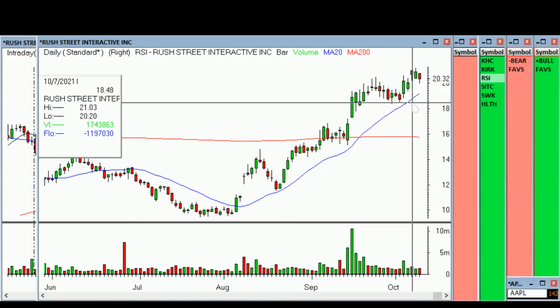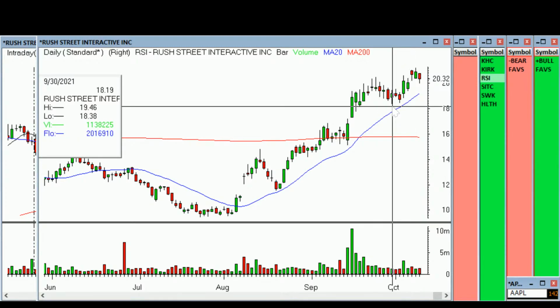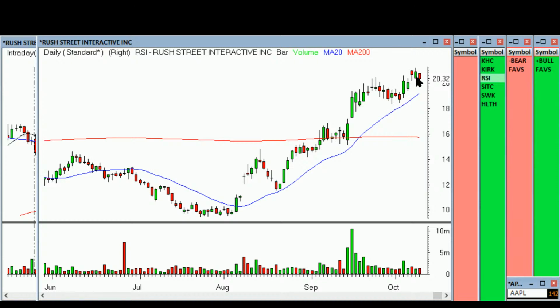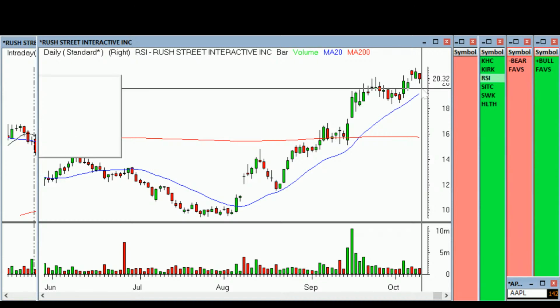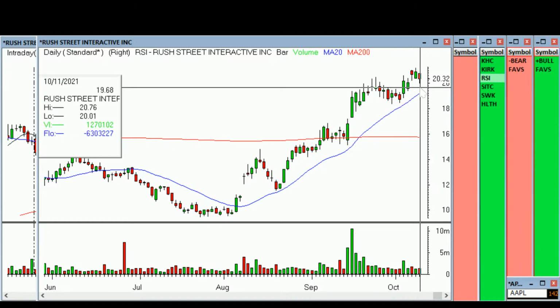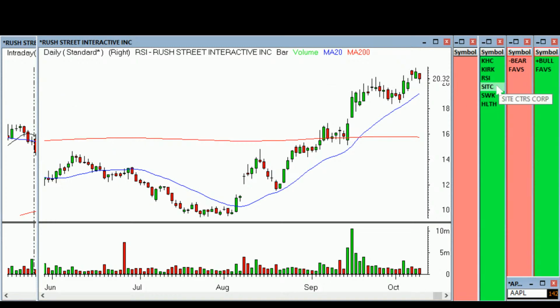Okay, on the RSI, the stop. I'm sorry, the stop was under this pivot right here, and I haven't raised it. I thought I raised it, but we'll raise the stop to 19.99 tomorrow on the RSI.